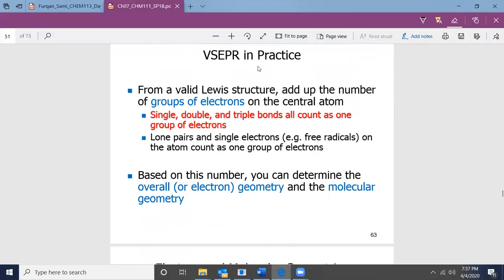In practice, we usually apply VSEPR starting from a valid Lewis structure. So if a compound's molecular formula is given to you, the first thing is to draw a valid Lewis structure. You already know by now how to draw a valid Lewis structure. Then add up the number of groups of electrons.